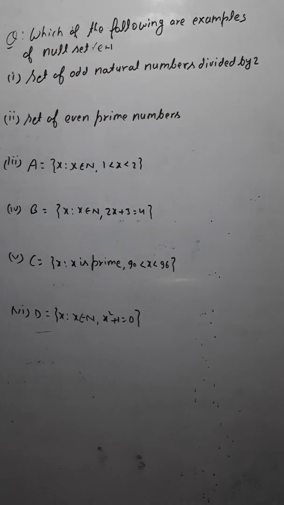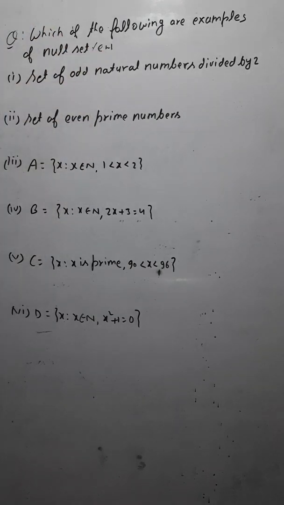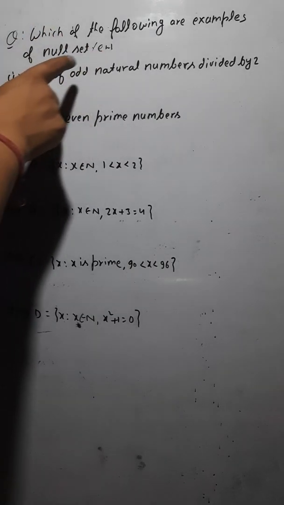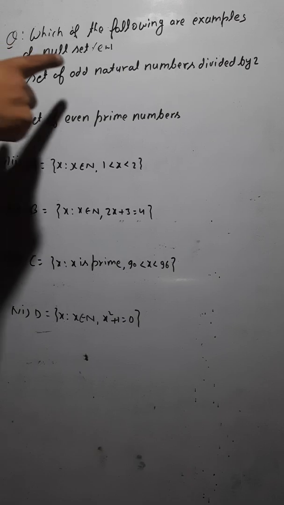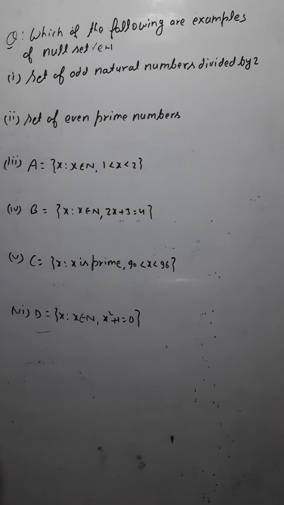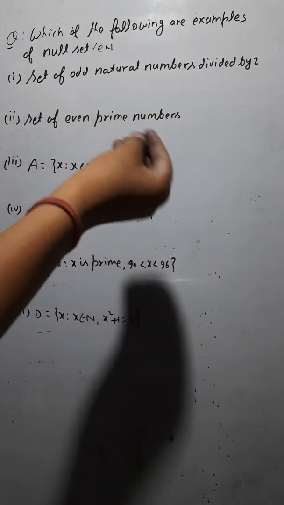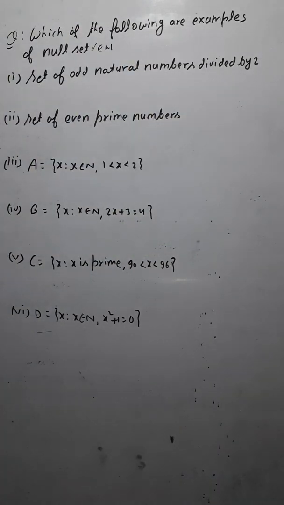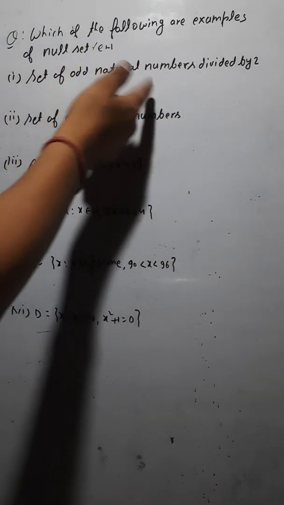Okay, so these are some questions here. Which of the following are examples of null set or empty set that you have to tell? The first one is the set of odd natural numbers divided by 2. So is there any odd natural number which is divided by 2? The numbers which are divided by 2 are even numbers, but you have to find an odd number which is divided by 2.